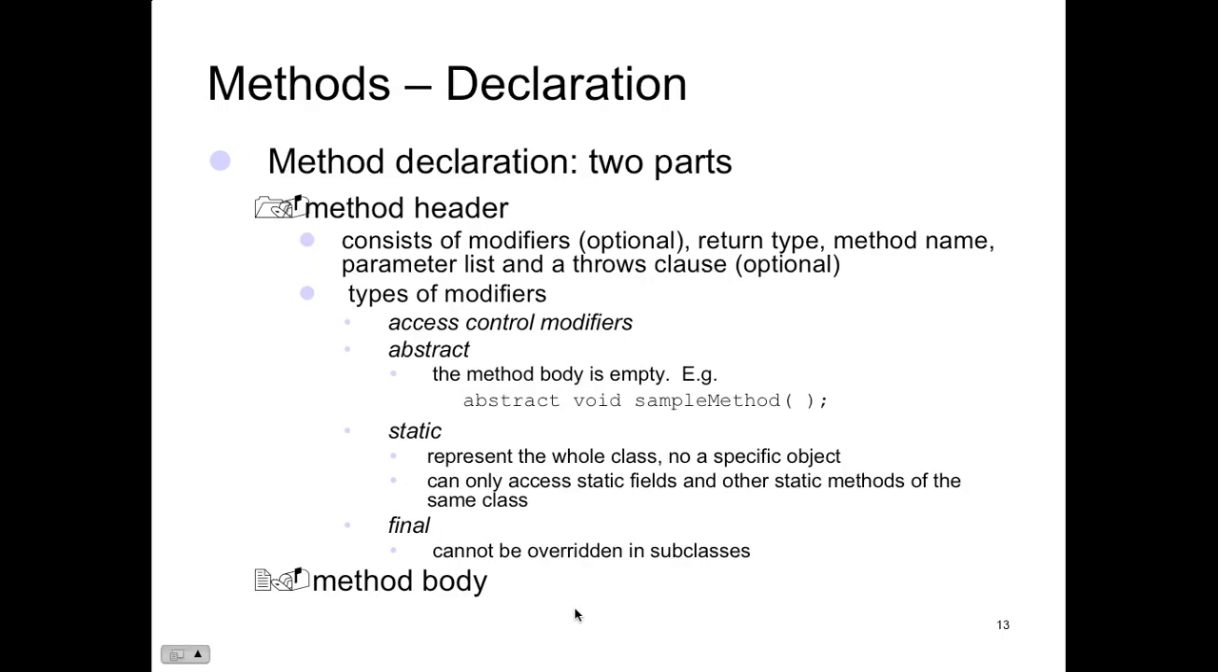In terms of method declarations and method invocations, there are two parts to it. We have the method header, and then we have the method body. So you just go back to what you learned about functions. It's really the same concept. The method header consists of modifiers, which are optional; return types, which are optional, because we can use void and not have a return type; method name; parameter list; and a throws clause that's also optional. So at the end of the method declaration, we could say, void main throws IOException.